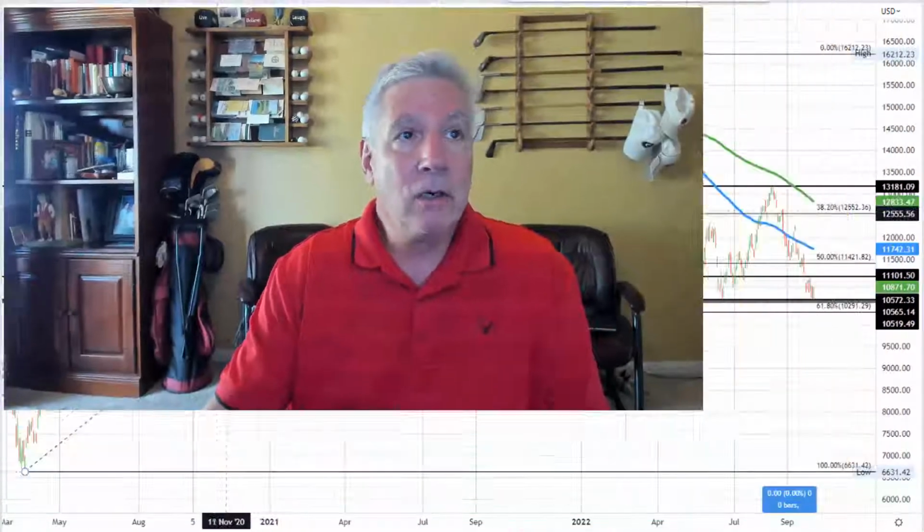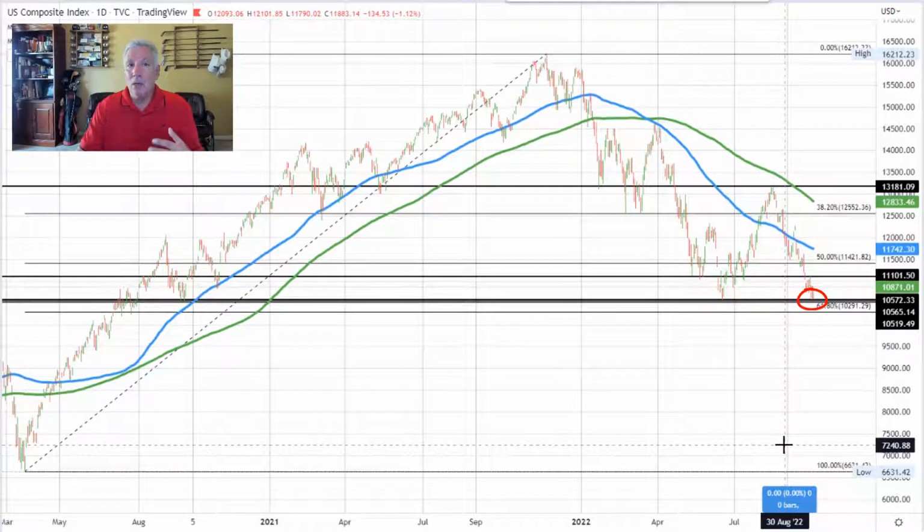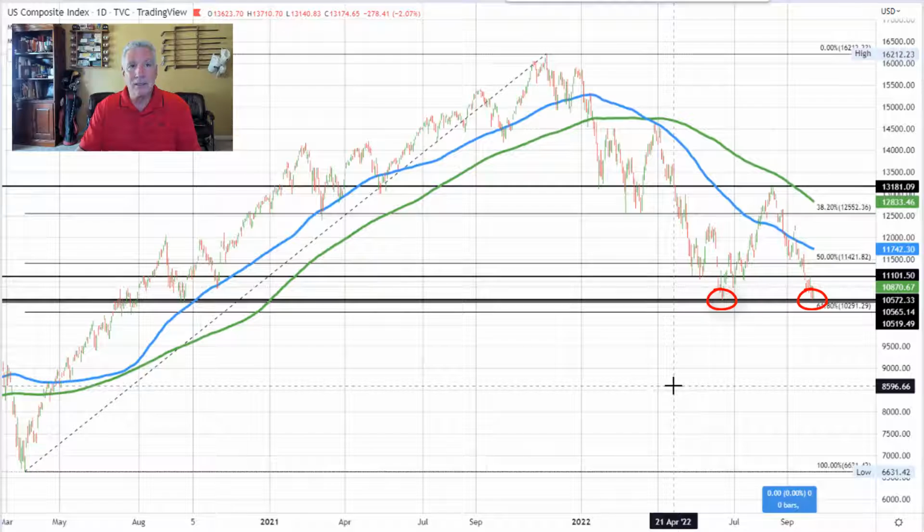This is a daily chart of the Nasdaq index, and what do you notice here? Well, the low price that we had in last week's trading came down to 10572.33. If we go to this day right here, what was the low price? 10565.14. And so we had two lows right through here that came within 7 points of each other in the Nasdaq, and that's pretty close.